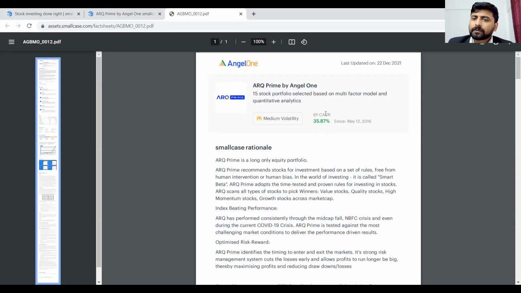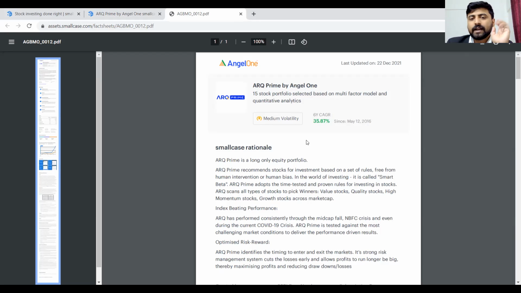Next, we have something called the 6-year CAGR mentioned here. So what does that mean? CAGR means compounded annual growth rate. What this means is that over the last 6 years, this smallcase has managed to generate a 35% return on an average year on year. That is how it has to be understood. It does not mean that every year it is giving exactly 35% returns. One year it could be less than that, one year it could be more than that, but on an average, this is the return that this particular smallcase is able to generate.